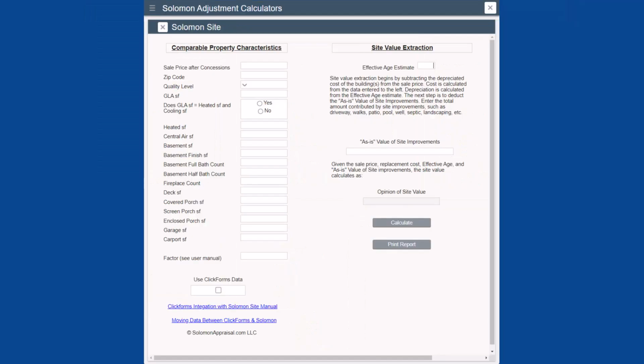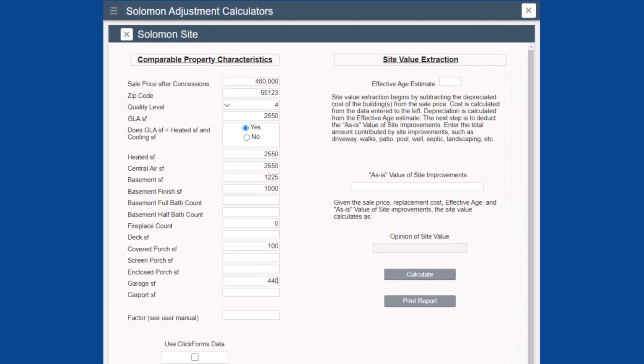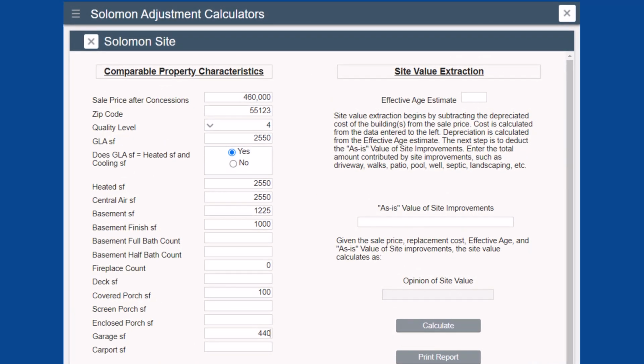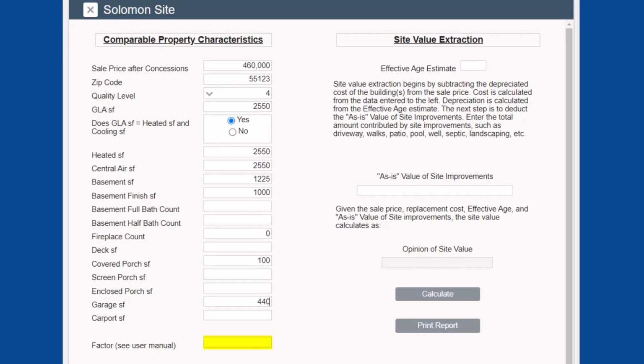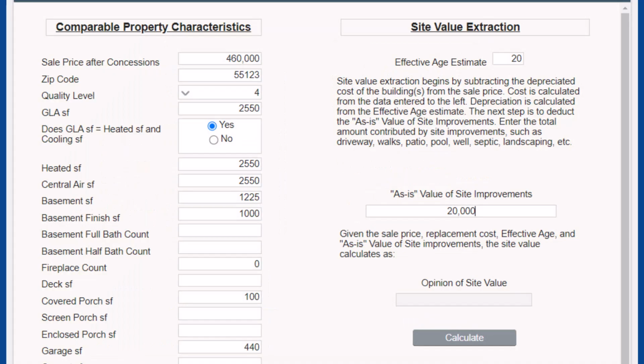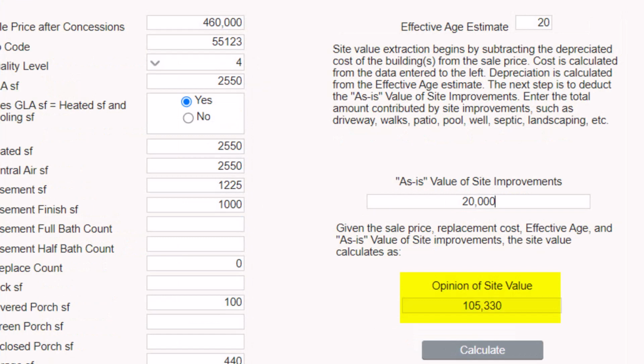Solomon Site is a market extraction tool. Enter sale price after concessions and other data describing a recent sale that has site characteristics similar to the subject. The factor field is used to modify cost data for repetitive builds, masonry exterior, etc. Top right, enter your estimate of effective age and as-is value of site improvements. Click here and opinion of site value is calculated.